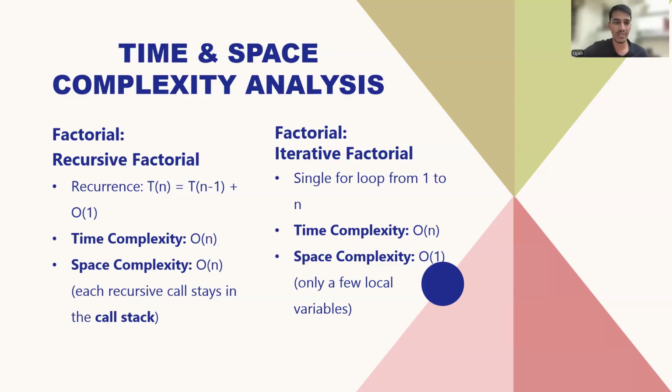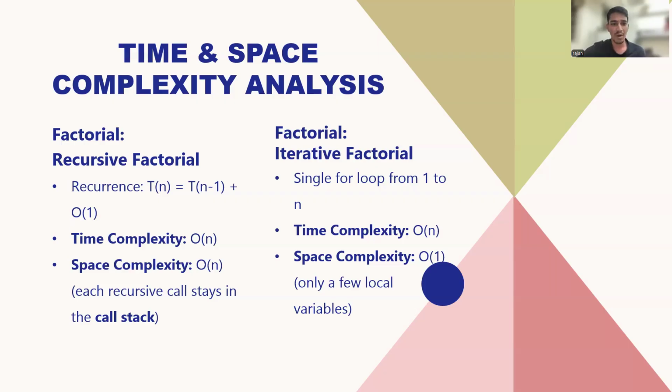For the next two slides, I will be explaining the time and space complexity analysis. So let's first go for the factorial function, and in recursive factorial, we get the recurrence relation T(n) equals T(n minus 1) plus O(1). So here in factorial, the function is calling itself again and again, approximately n times, and O(1) is coming from the base case.